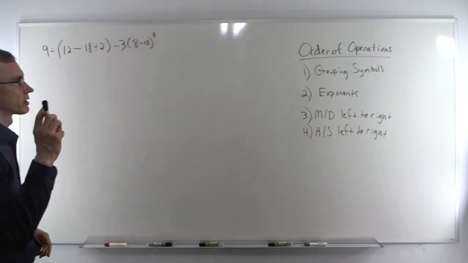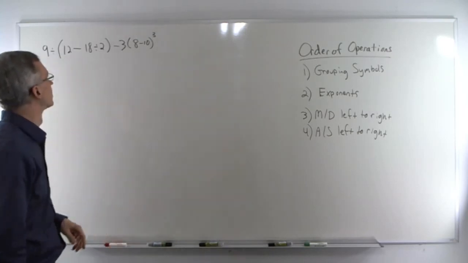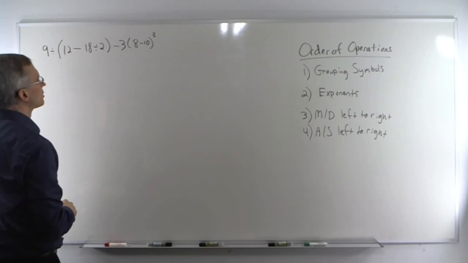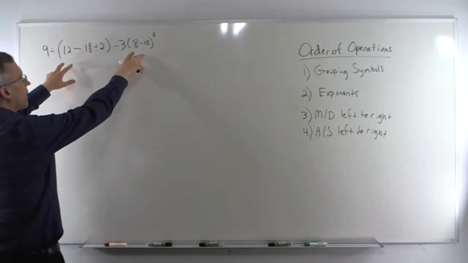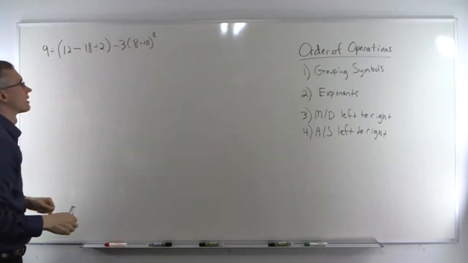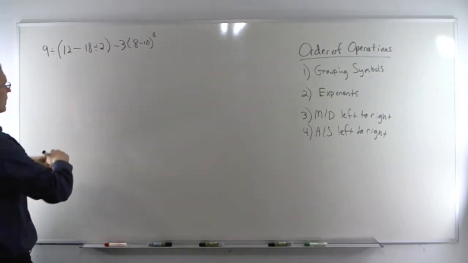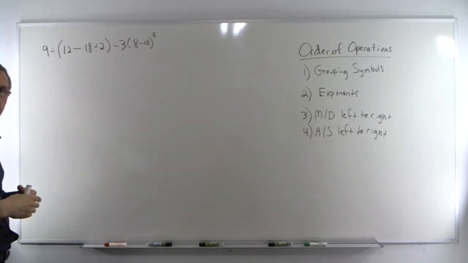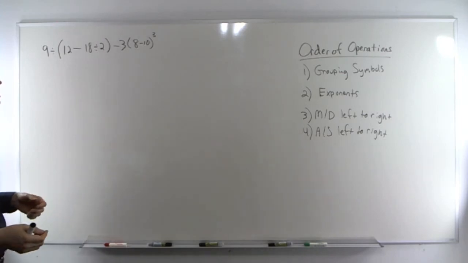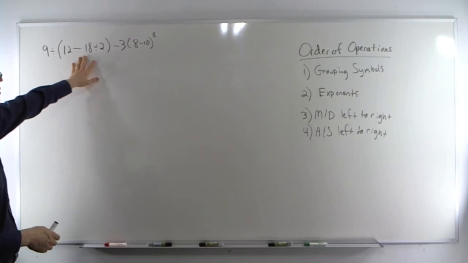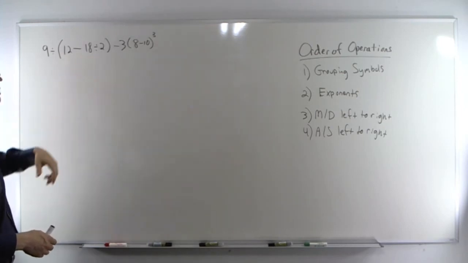All right, so we're going to start with grouping symbols. I've got a couple of them here. These won't affect each other if I operate on both of these at the same time. So I'm going to work inside both of them. Now, when we get inside a grouping symbol, we're just going to do the order of operations within the grouping symbol. So just within here, we've got subtraction and division.